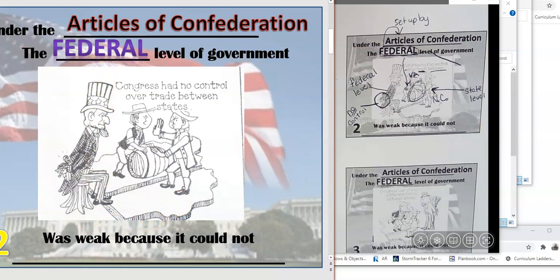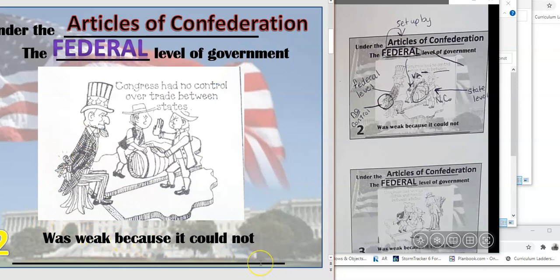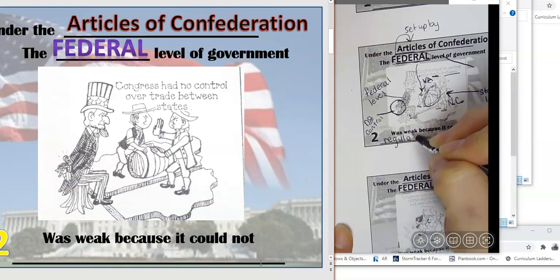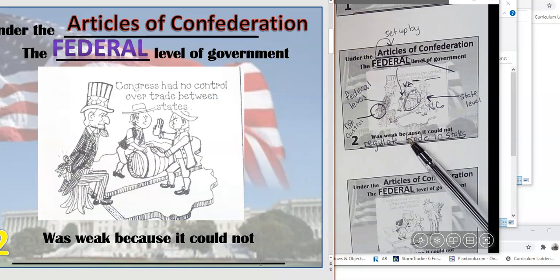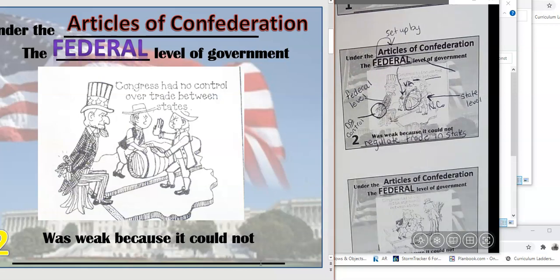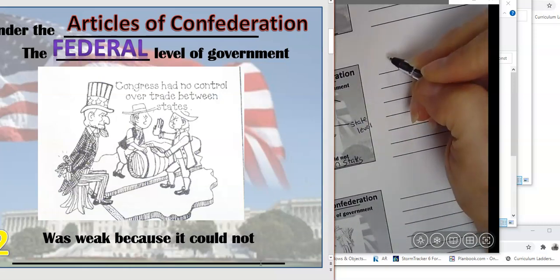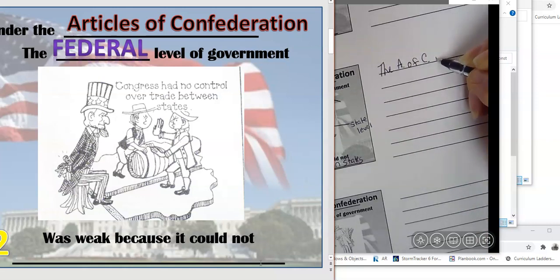So under the Articles of Confederation, the federal level of government was weak because it could not regulate, make rules about trade in the states. It could make rules that regulated trade between the United States and other nations, but not between the states. So the other part of your work for today, the Articles of Confederation were weak.